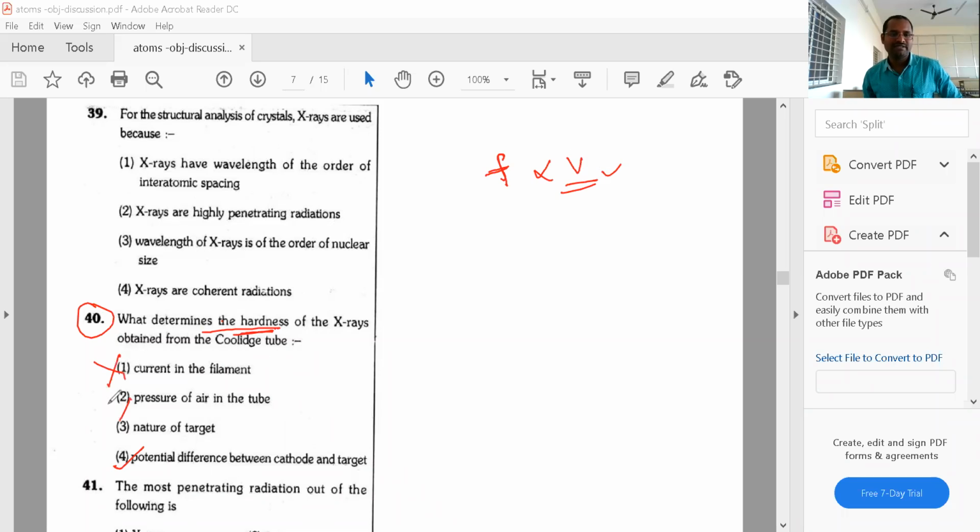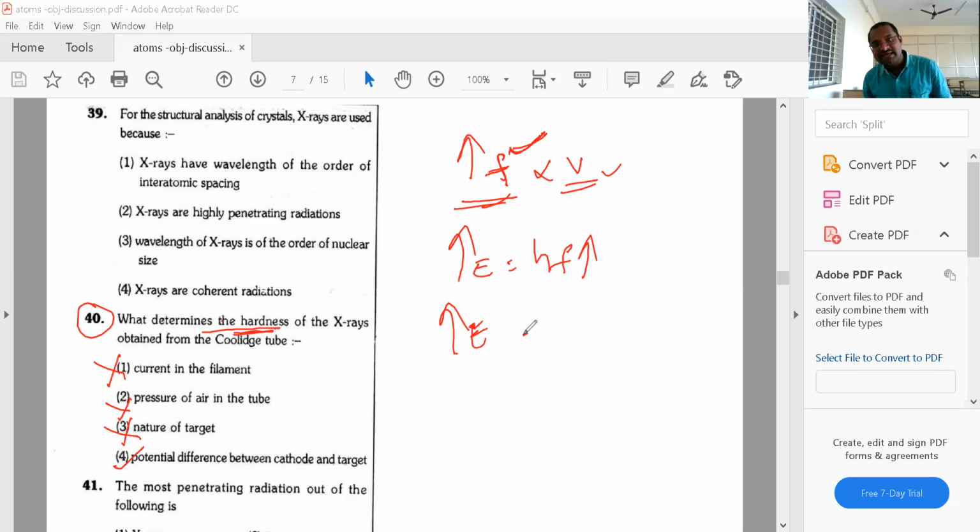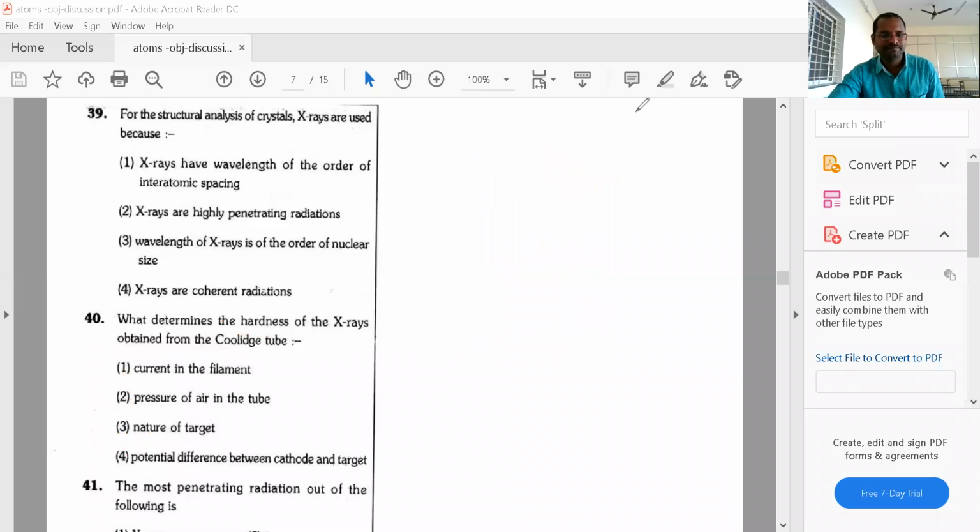Current in the filament, wrong. Pressure in the gas, wrong. Nature of the target, wrong. Hardness of X-rays means frequency should be more. When you get higher frequency, energy should be high, since energy is equal to hf. Energy is high when potential difference is high. See, it is a one-to-one chain link. I hope you are understanding what I am explaining. Are you understanding, students? Okay, clear?